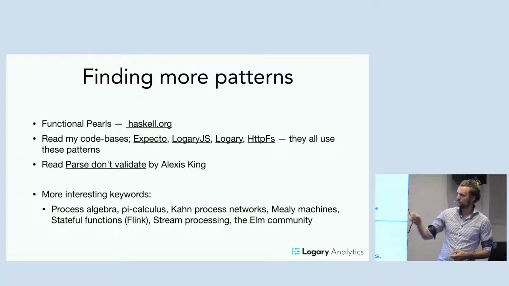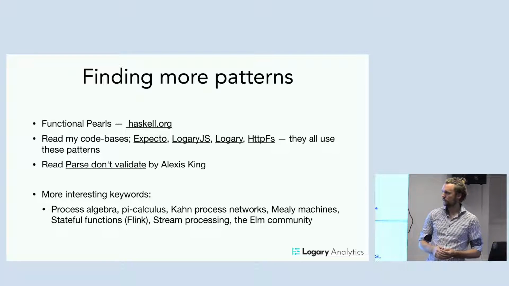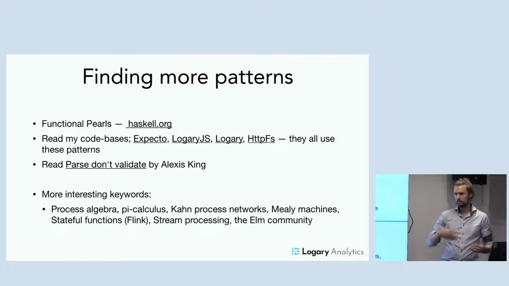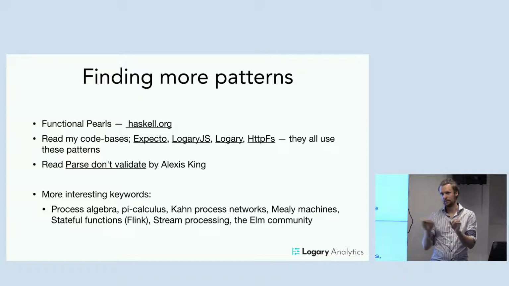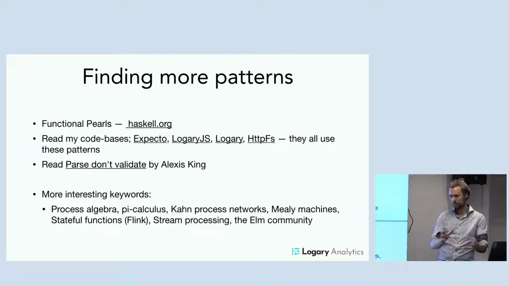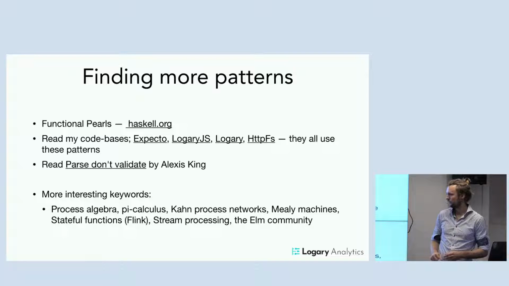There's also a very nice blog entry by Alexis King, one of the committers on Hasura in India, called Parse, Don't Validate, which is about the way that you do control flow when you want to validate. So instead of just having your ordinary if this then that, you can actually build everything into a parser. So nice nuances there. And then of course you've got some keywords you can search for finding more interesting patterns in functional programming.